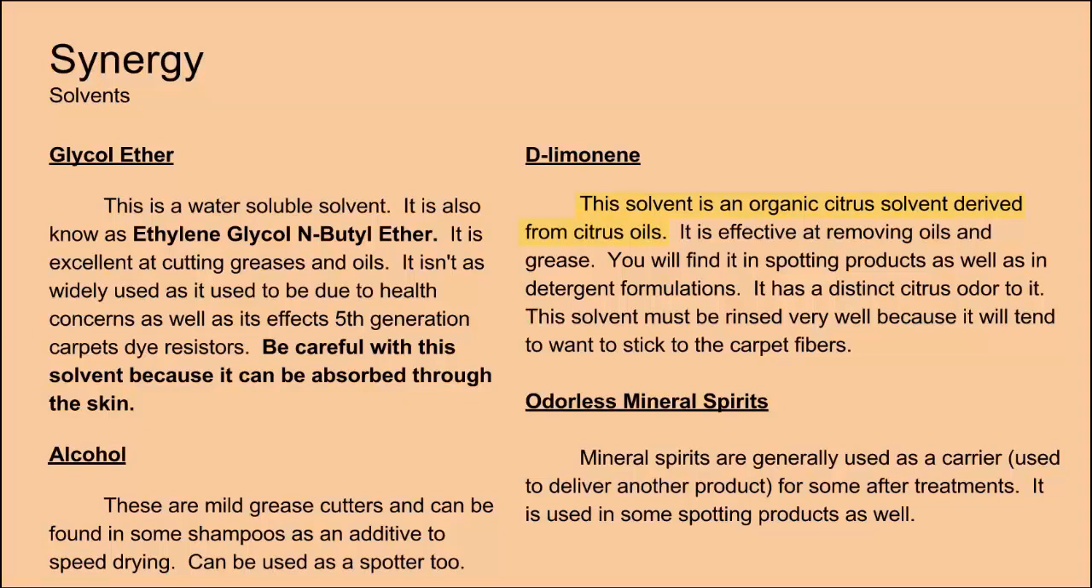Next, we have the D-limonene. This solvent comes from citrus oils. It's really effective. It removes oils really well, grease, tar, things like that. So you'll find this in a lot of products, mostly spotting products, but you will see it in some detergents as well. It does have a very distinct citrus odor. It smells like oranges. It's unmistakable. So when you smell oranges, it's going to have this product in it.